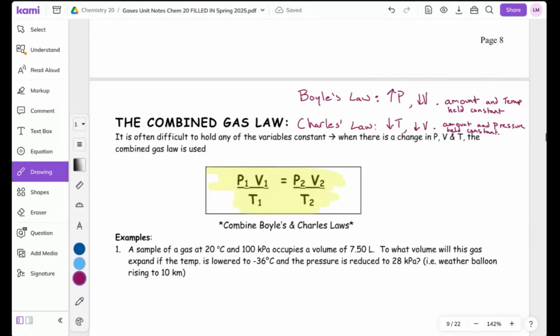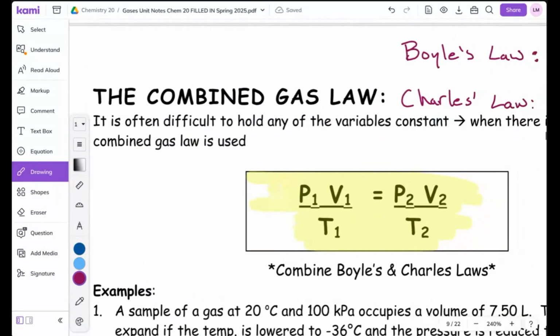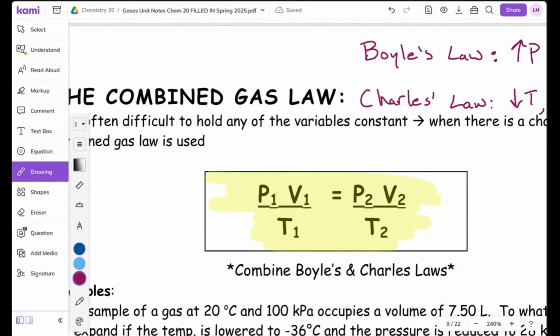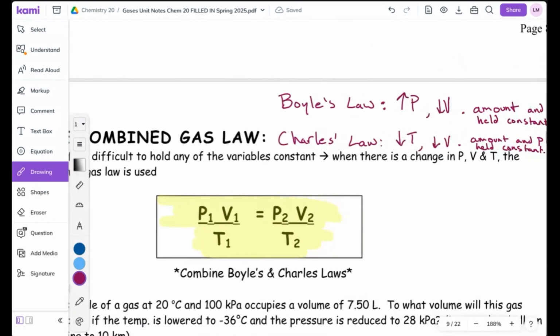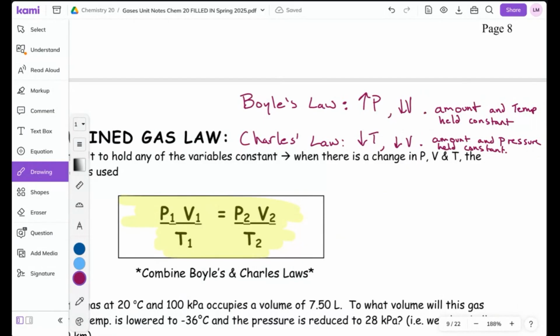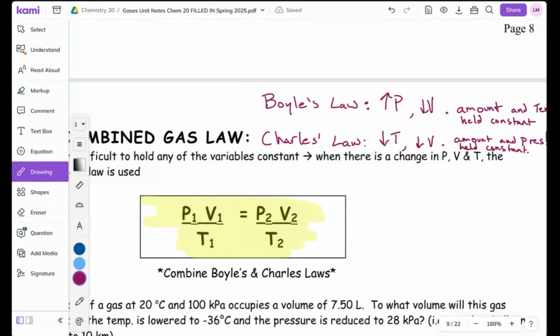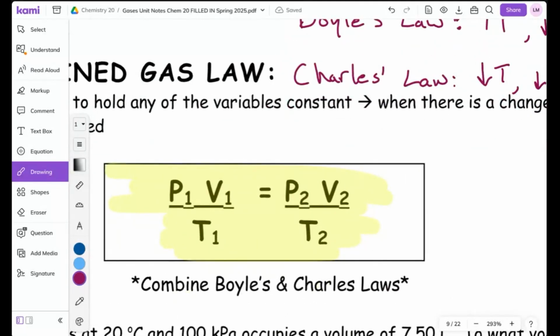As a reminder here, Boyle's law was P1 V1 is equal to P2 V2. And as we've just said, the amount and temperature is being held constant for Boyle's law. Since this equation doesn't have moles in it, or n, we only really have to worry about temperature. If you hold temperature constant, then you can cancel out T1 and T2 since they're the same value. If you do that, we get Boyle's law.